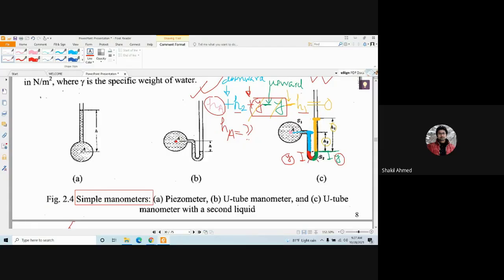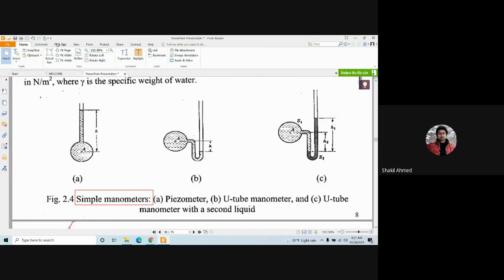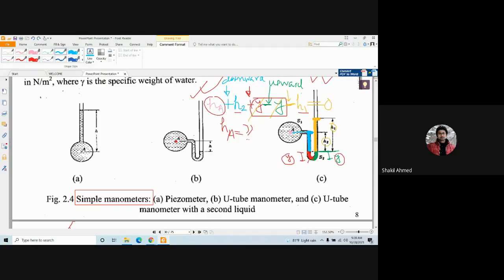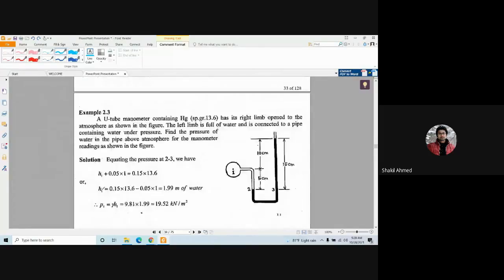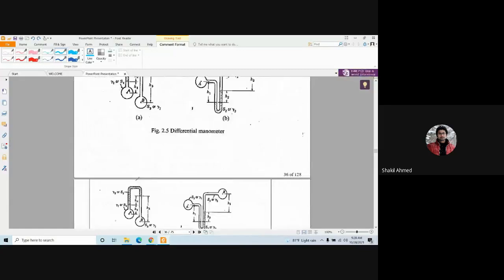Okay. Yes, sir. And you have only two liquids here. What are they? This is one type of liquid, and this is another type of liquid. Okay. And I have shown this color to show the direction. Okay. That's it. Any question? No, sir. Now, if you understand this, then you know everything to solve these problems.